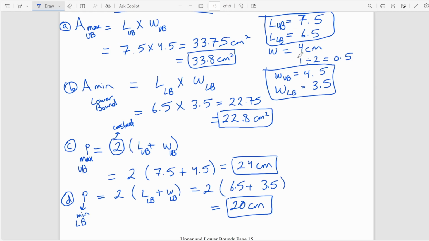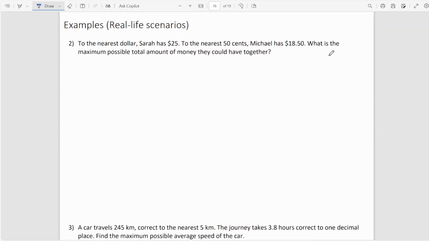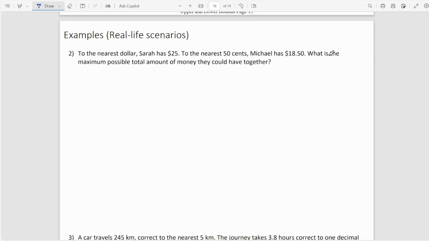Moving on to the next example. Okay, so to the nearest dollar, Sarah has $25. To the nearest 50 cents, Michael has $18.50. What is the maximum possible total amount of money they could have together? Okay, so let's take a, so we have Sarah with $25 to the nearest dollar.